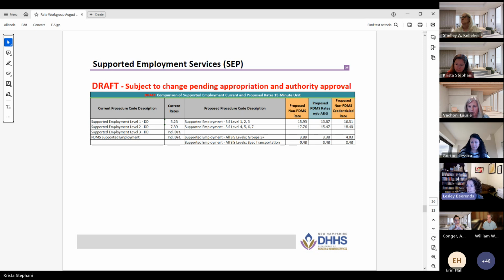Does this mean there will be no additional funds for residential until 2028? We are proposing a rollout of residential in late 2027.